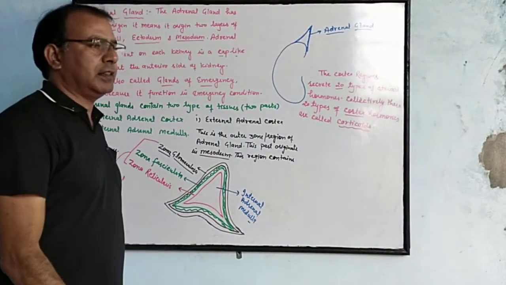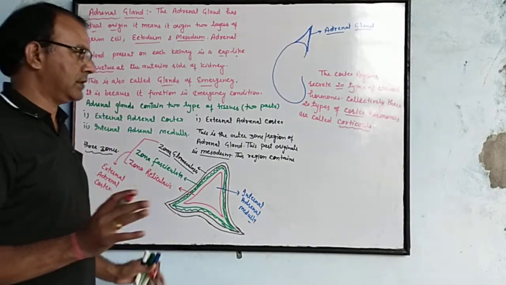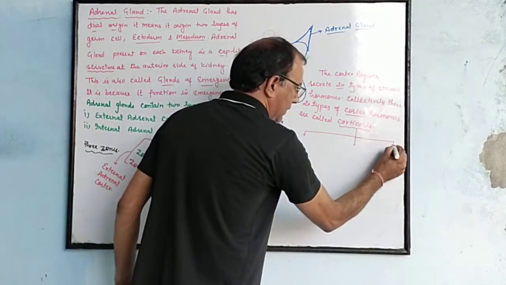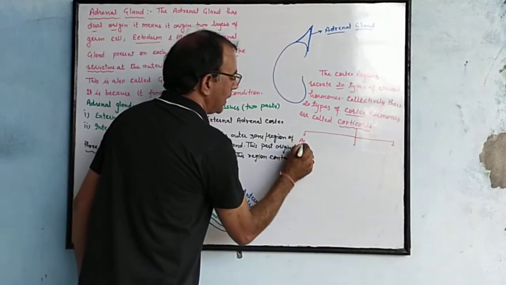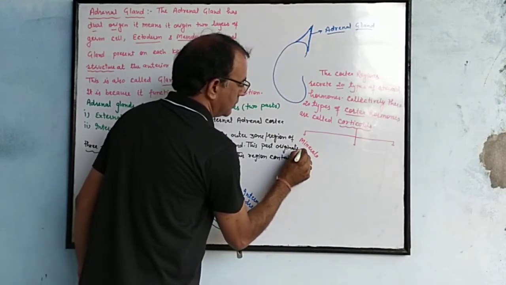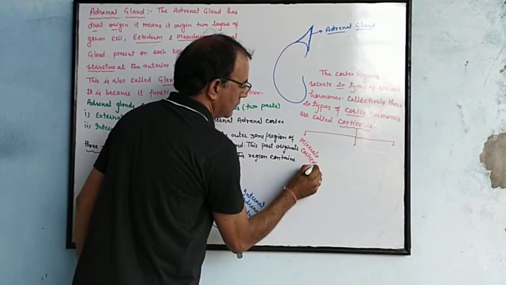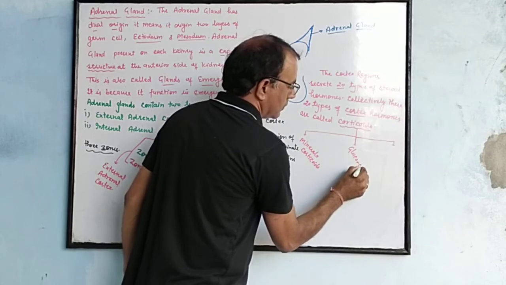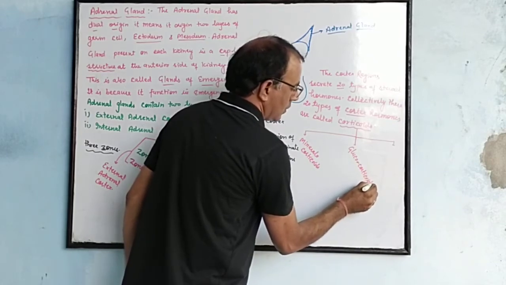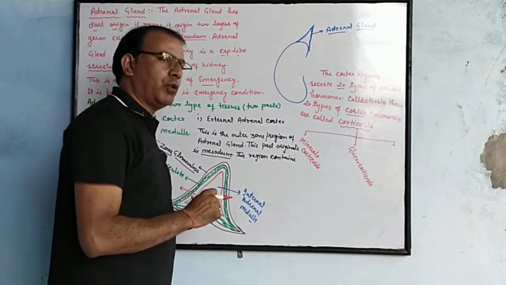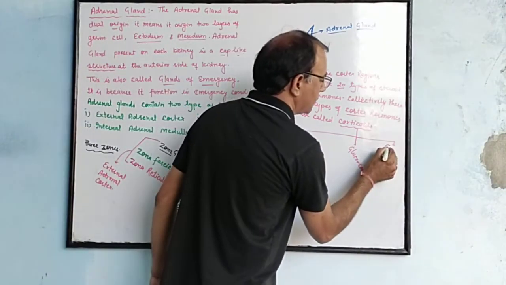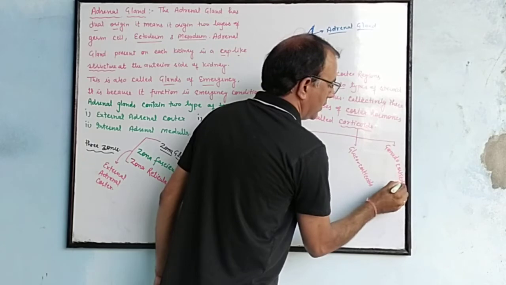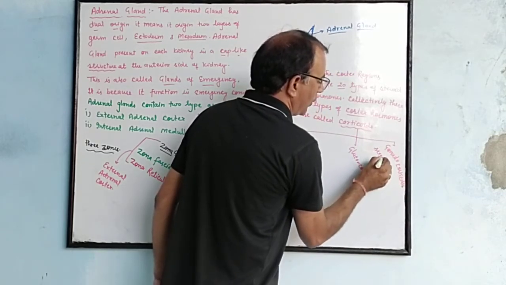These corticoids are then categorized into 3 different types: mineralocorticoids, glucocorticoids, and the third one is sexocorticoids, also known as gonadocorticoids.